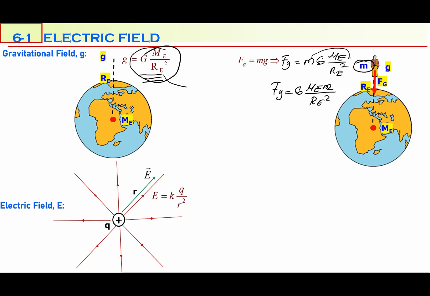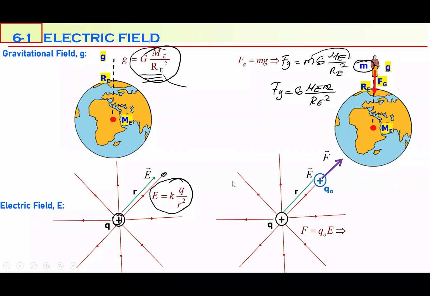The same thing can be written for the electric field as well. We know that every charge, positive or negative, produces an electric field at some distance, and this electric field is calculated by K times Q over R squared at any point. When a charge enters this electric field, it will be attracted or repelled by the field. So what is the equation for electric force? We know that E is equal to F divided by Q0, so F becomes Q0 times E.